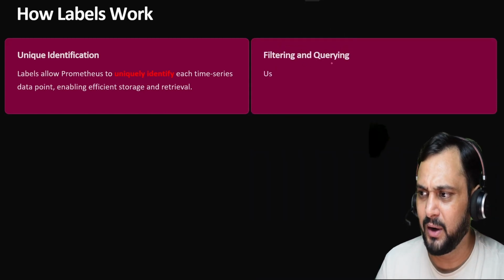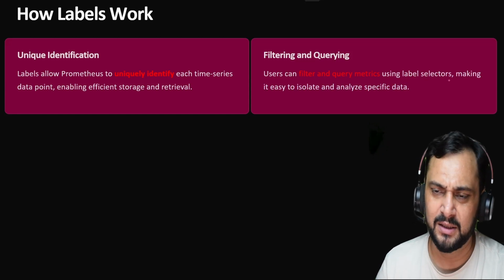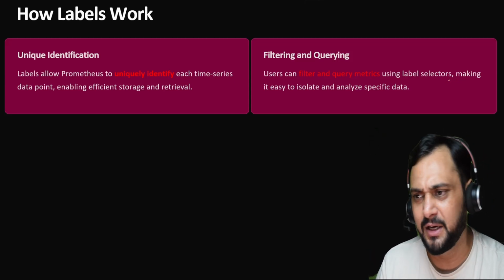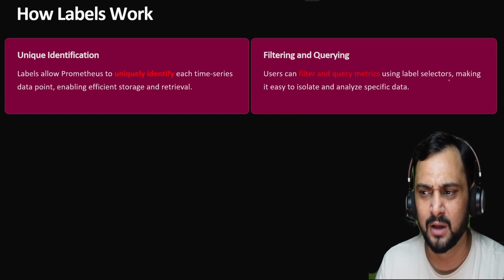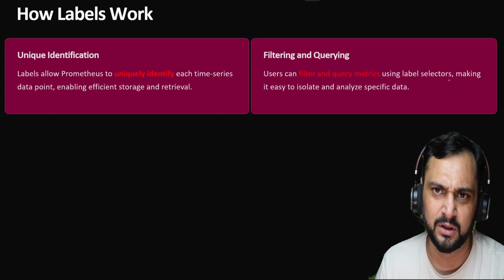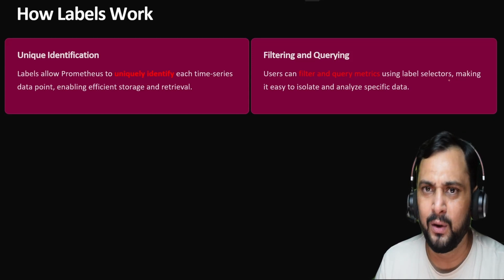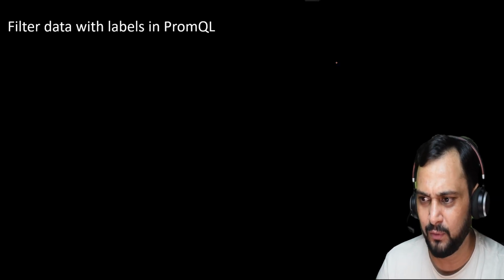Second thing is filtering and querying. Users can filter and query metrics using the label selector. As I said, take an example, one of the processors is not working fine, so we can say CPU equal to 10, give me the metrics value of this. If it's taking too much time or if it's always 0, it means that this processor is not working as expected. So we can filter it out with the help of labels. So this is the usefulness of labels.